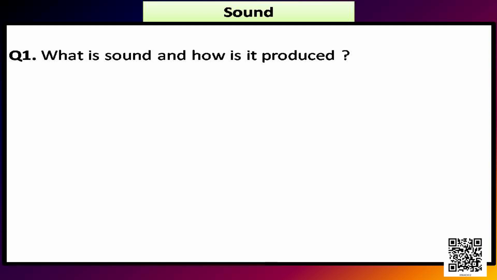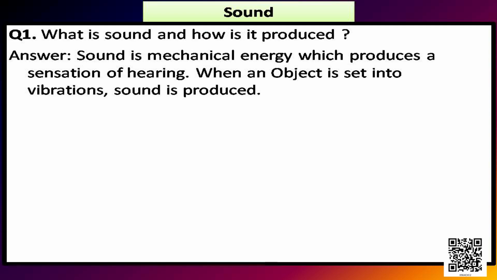Students, let us discuss the first question. It says, what is sound and how is it produced? And the answer is, sound is a mechanical energy which produces a sensation of hearing. When an object is set into vibrations, sound is produced. So hope you have understood the answer for question 1.